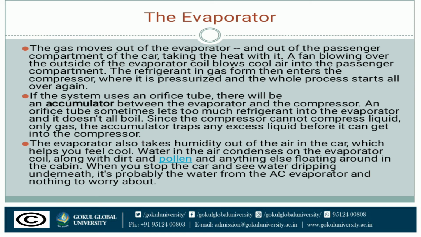If the system uses an orifice tube, there will be an accumulator between the evaporator and the compressor. An orifice tube sometimes lets too much refrigerant into the evaporator because it has no moving parts, so no control of the flow of refrigerant. So it lets too much refrigerant into the evaporator and it doesn't all boil. Since the compressor cannot compress liquid, only gas, the accumulator traps any excess liquid before it can get into the compressor. The evaporator also takes humidity out of the air in the car.